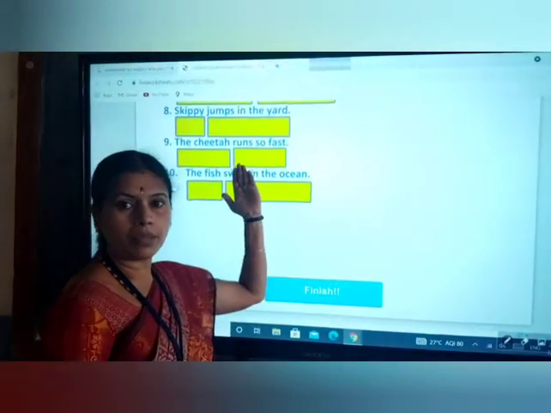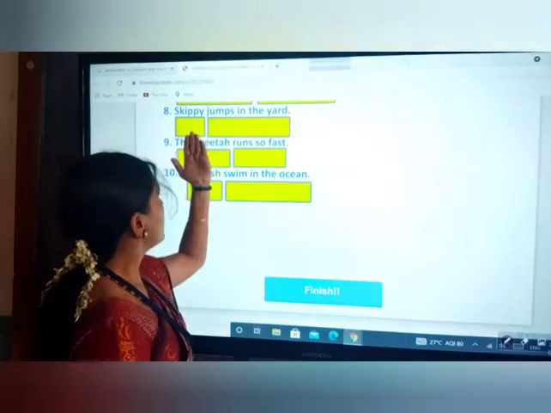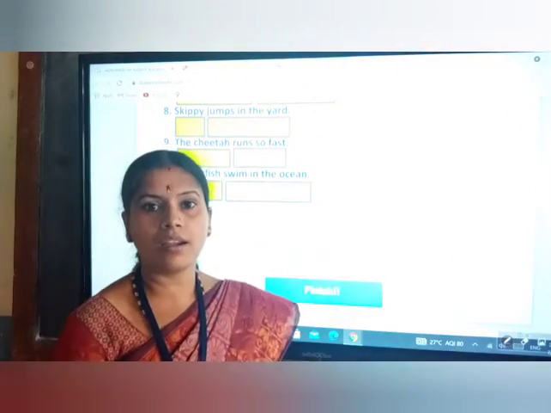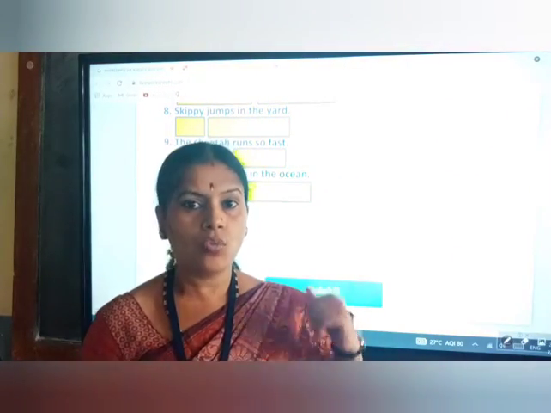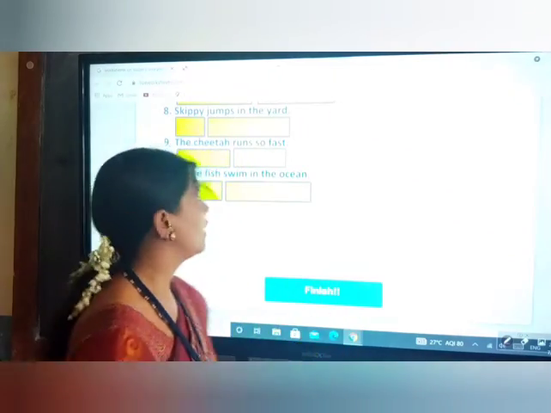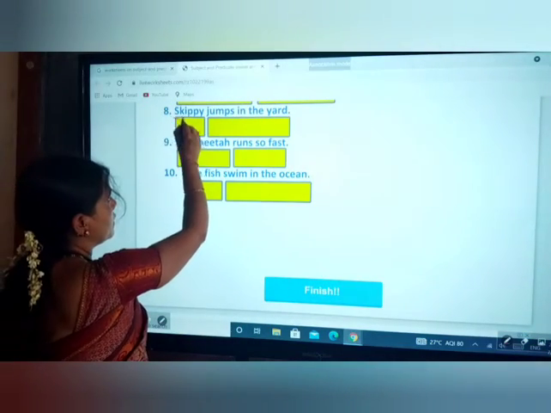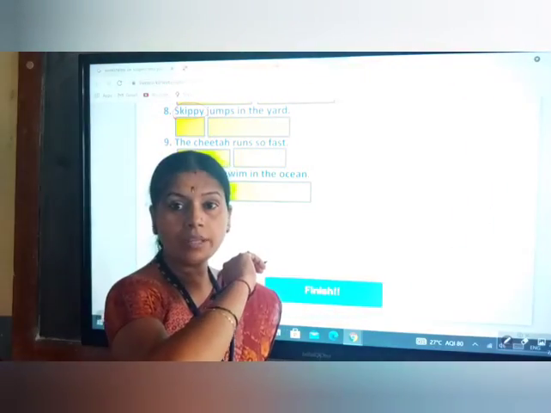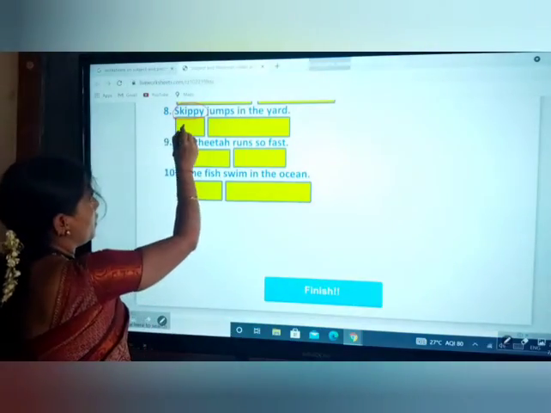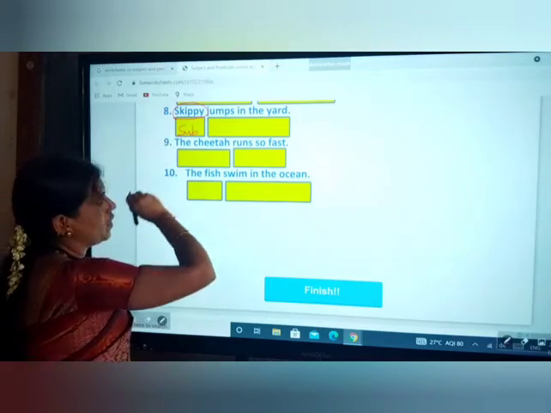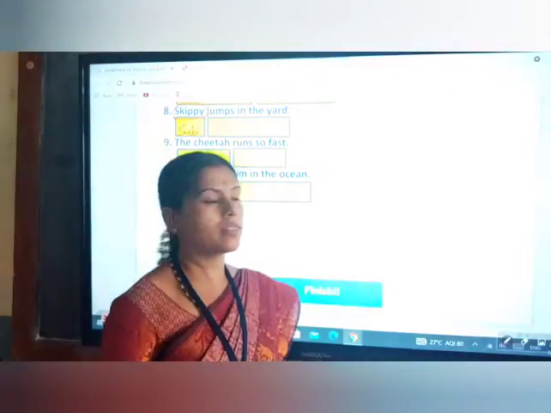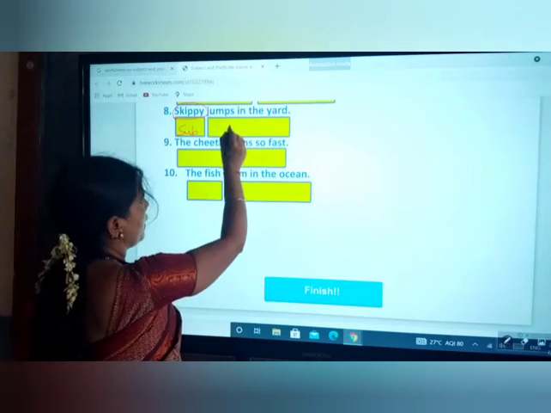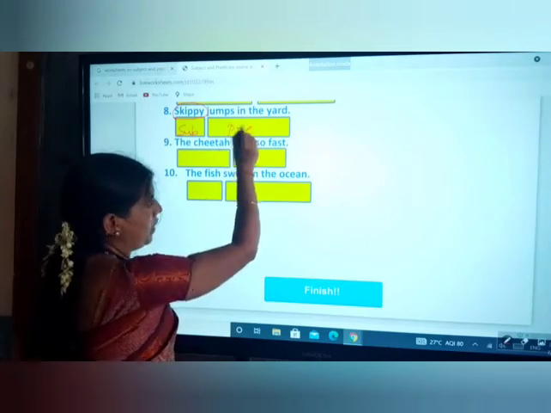The next example I have given here, see here, Skippy jumps in the yard. Here about whom are we talking? We are talking about Skippy. This Skippy is telling us about who jumps in the yard, you will give the answer Skippy. So this is the subject. The action done by the subject, that is jumps in the yard, is the predicate.